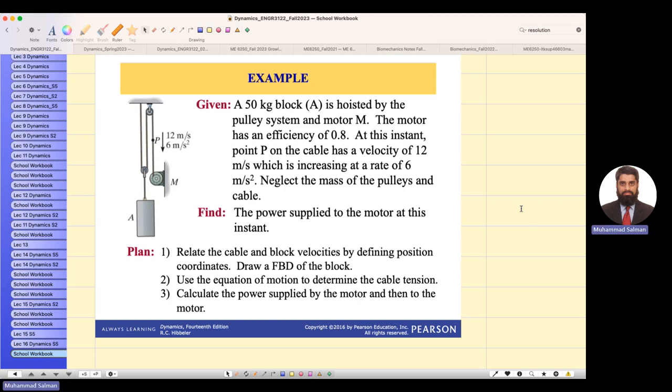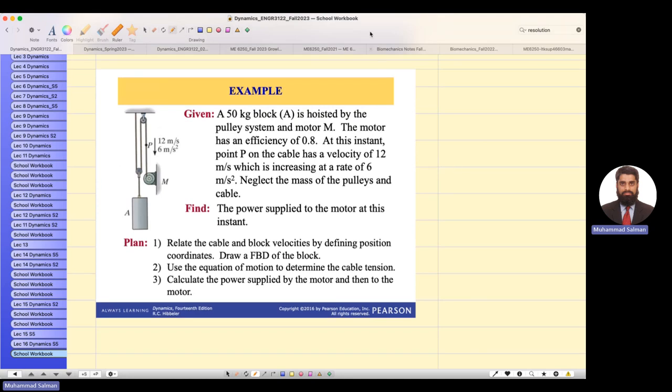A 50 kilogram block is hoisted by the pulley system and the motor. So it is being hoisted now. As a problem solver, first of all, I would collect whatever I have been given in the problem. That's a good approach when you are starting. The mass of the block being hoisted is given, and the motor has an efficiency: an 80% efficient motor.